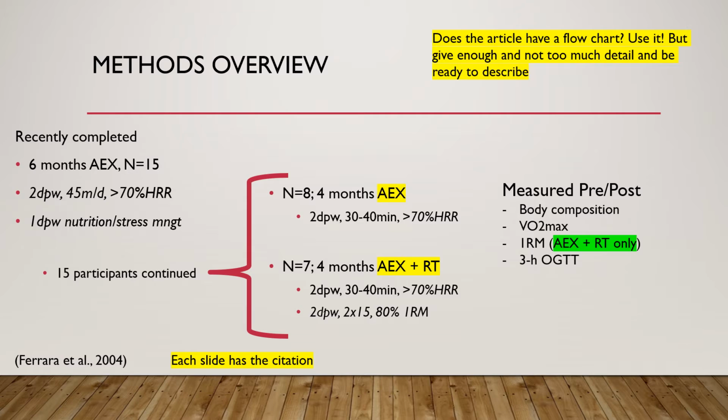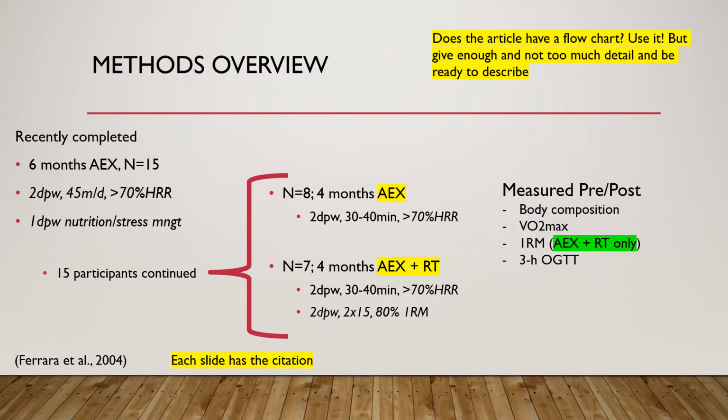These folks had all of the participants, there were 19 of them. They had performed 6 months of aerobic exercise, which is AEX. They had increased their intensity, so they got to a point where they were exercising 2 days a week for 45 minutes per day at more than 70% heart rate reserve, and then they had 1 day per week of nutrition and stress management. After that 6 months, they were invited to continue.